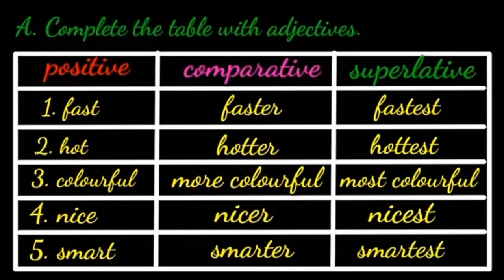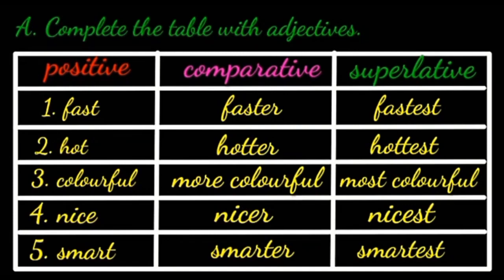Now we are moving to the book exercises, children. Exercise A. Complete the table with adjectives. What are the three forms? Positive, comparative, superlative. I am going to read out the answers. First one, fast, faster, fastest. Here, fast is positive, faster comparative, fastest superlative.